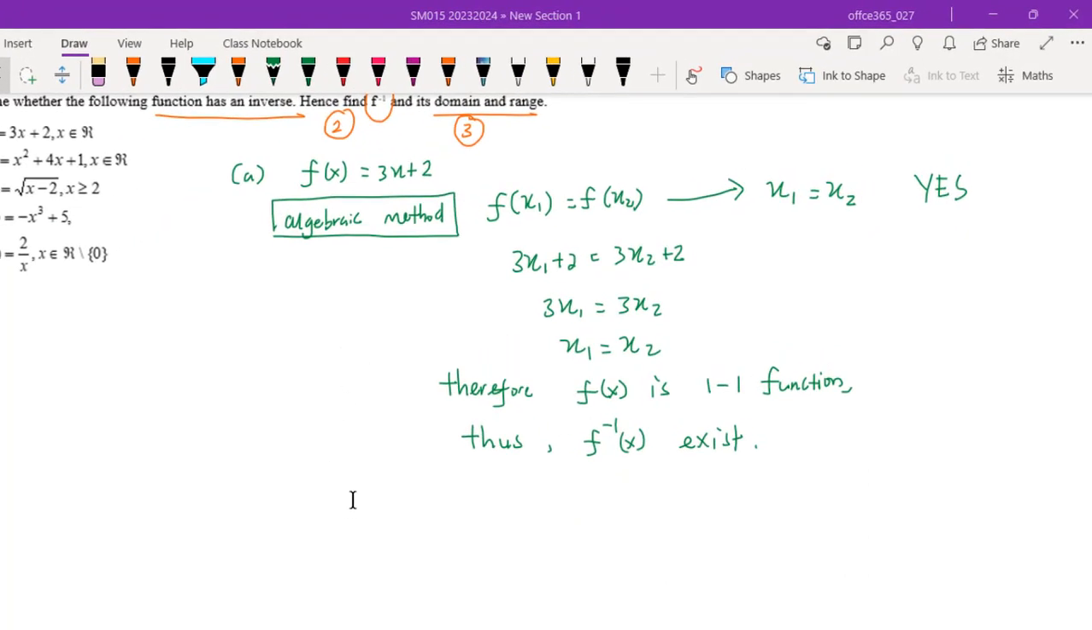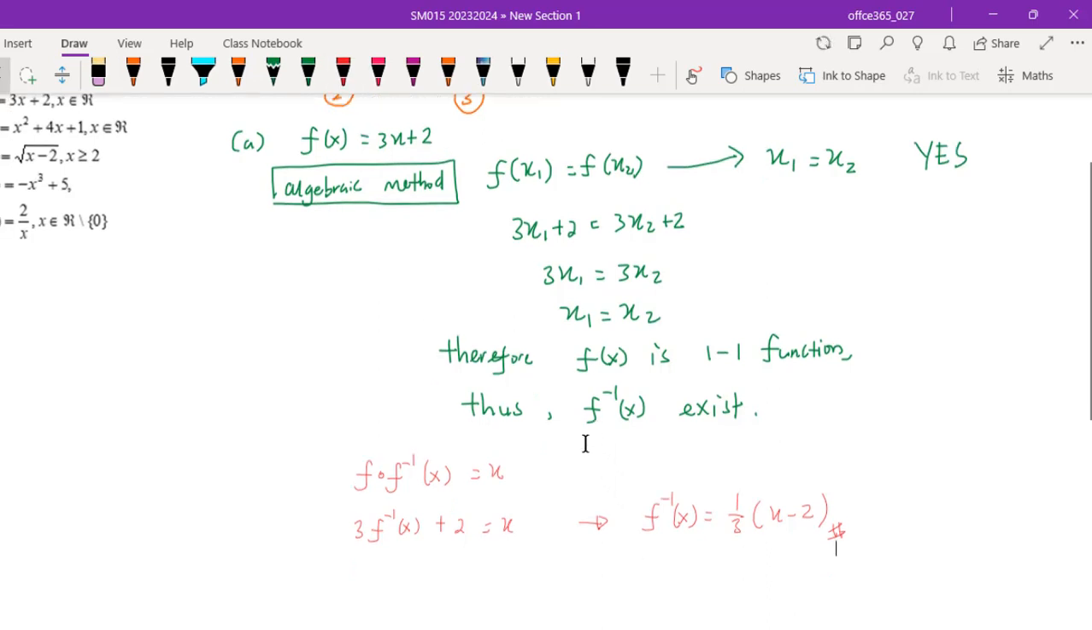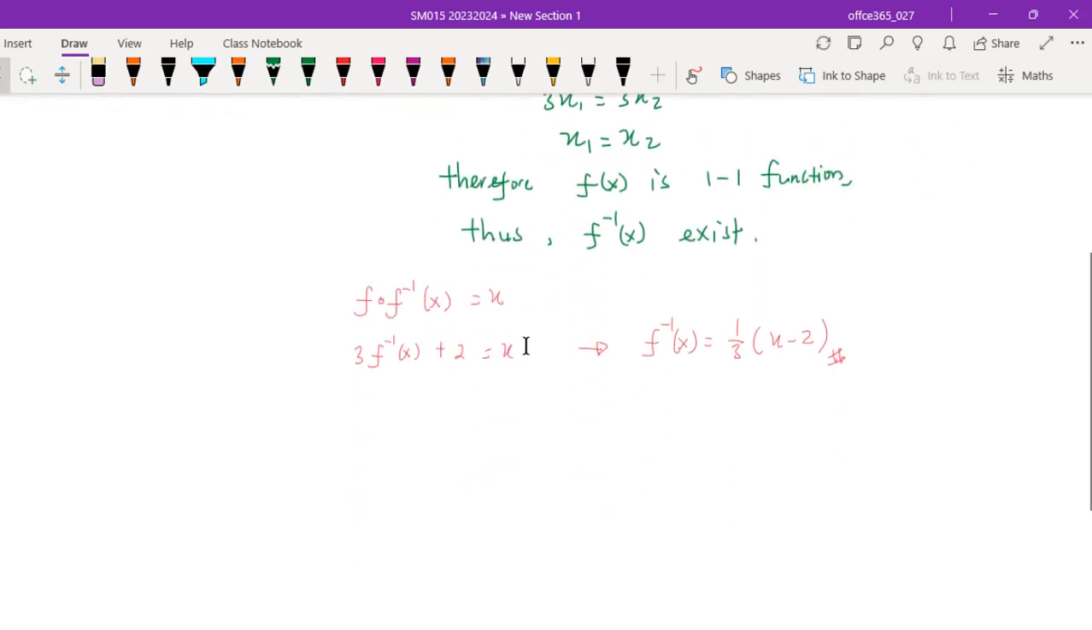Now we need to find f inverse by using the opposite function method: f of f inverse equals x. So 3 f inverse plus 2 equals x. So it will give you f inverse equals 1 over 3 times (x minus 2). So you will get that it's a linear function. Because as we know, for a linear function the domain is the real numbers, so there is no problem determining the domain. It will be the real numbers, and the range is also the real numbers.